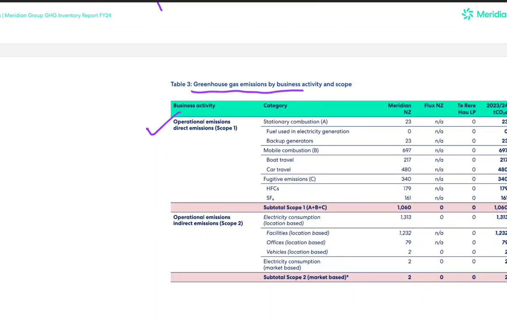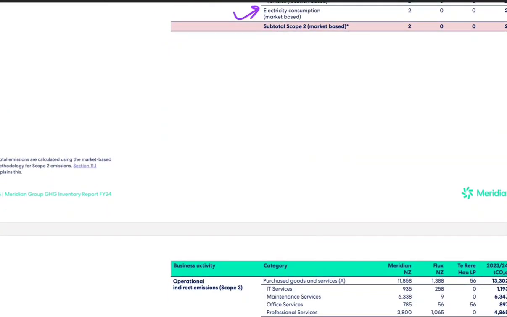Greenhouse gas emission by business activity and scope. And then you see stationary combustion, mobile combustion, and fugitive emissions here. And then scope 2 emissions, operational indirect emissions, where electricity consumption is based on locations like facilities, offices, vehicles, and also electricity consumption which is basically market based. Scope 2, we will see that.